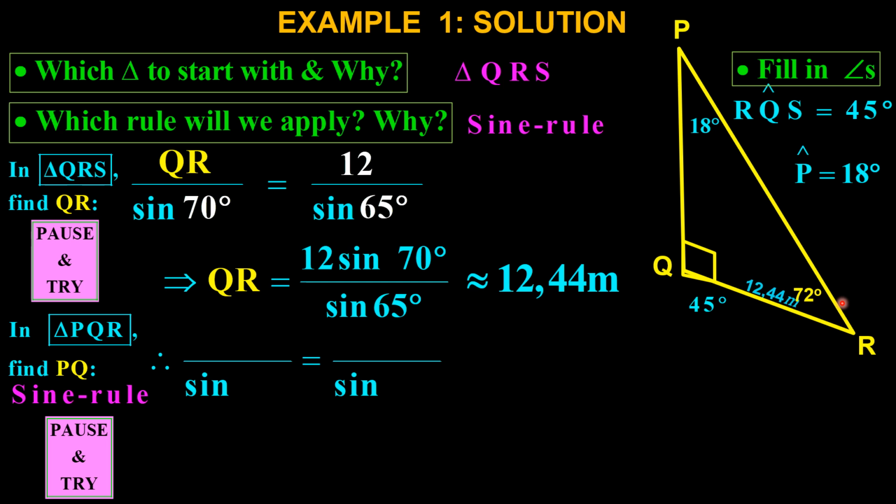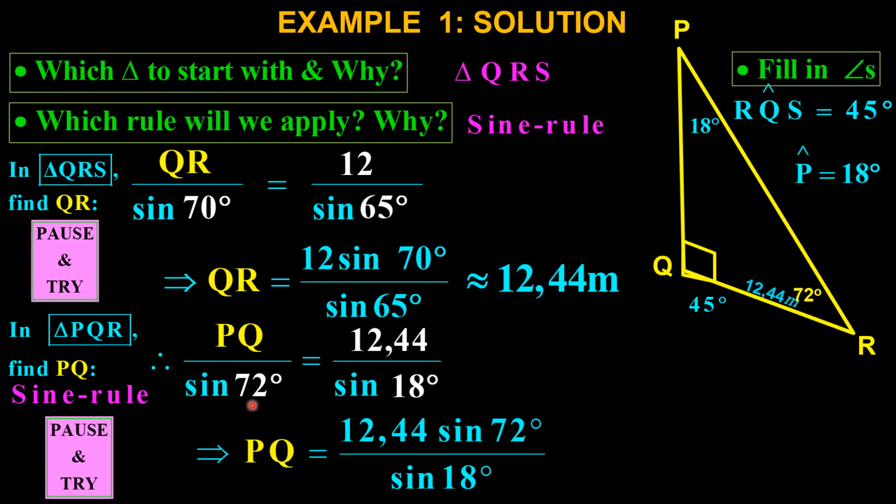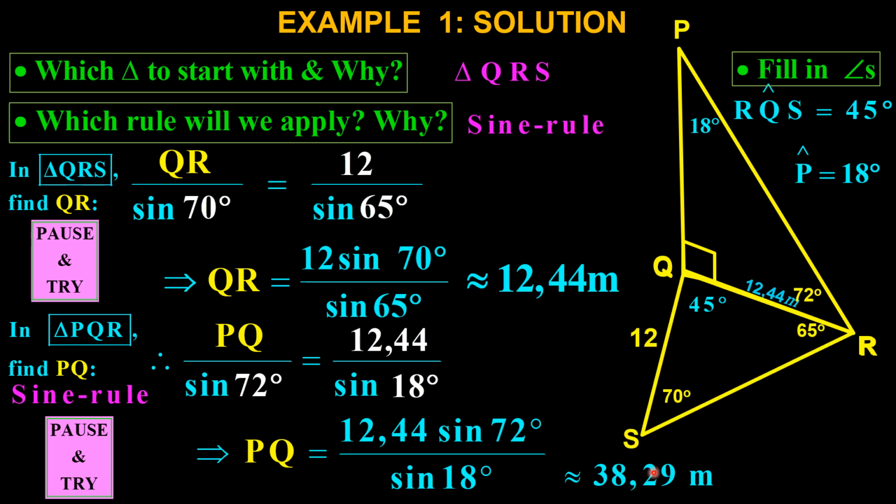Again, we want a side length, so we use this version. PQ insert, the angle opposite PQ is 72 degrees. And the other length, we just worked out 12,44. And 12,44 is opposite that, 18. Can you see now? We needed that 18 that we worked out earlier. Instead of dividing by sine 72, that's correct, we multiply by sine 72. And then it's just calculator work. And there we've got the answer, 38,29. And there we solve the question.